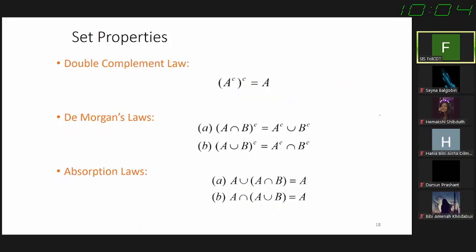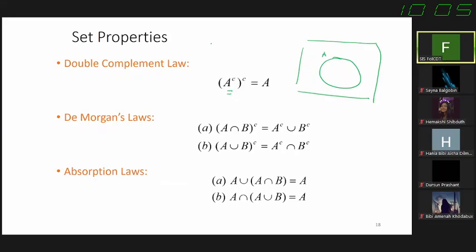Okay, so double complement. You know that A complement is everything which is outside A, but if you take everything which is outside A and then the complement of that, it simply brings you back to A. Let me give you an example. If you have A, this is the set A, and this is the universal set, right? So A complement is everything outside A. Now the complement of everything which is outside A is going to come back to A again.